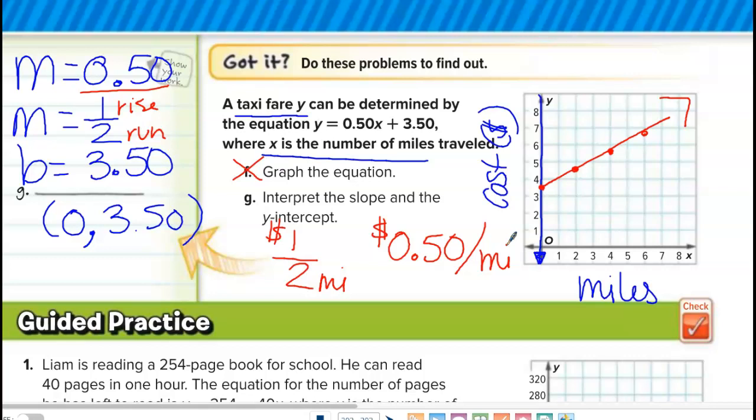And then we also have to interpret our y-intercept. So my y-intercept is 3.50. What does that mean? My starting cost is $3.50, right? No matter if I went 1 mile, 2 miles, I have to start at $3.50 because that's the initial cost that it's going to cost me to rent a taxi. So my initial cost is $3.50, and then it's just going to increase depending on the number of miles I go. So my starting cost is $3.50.